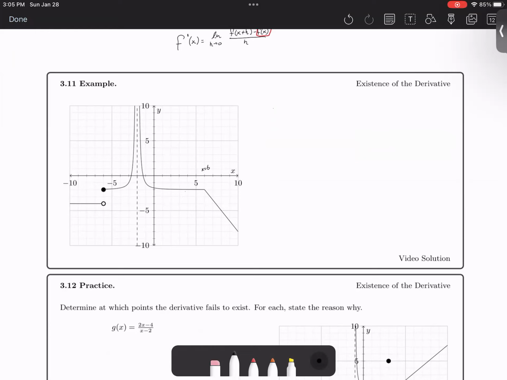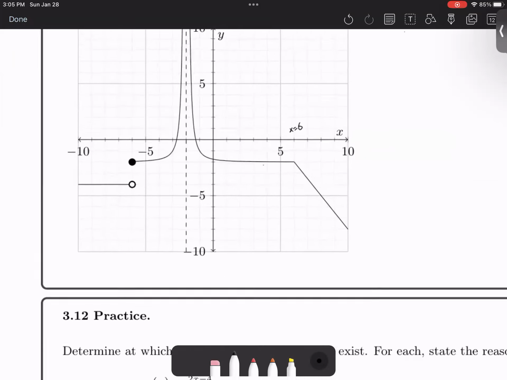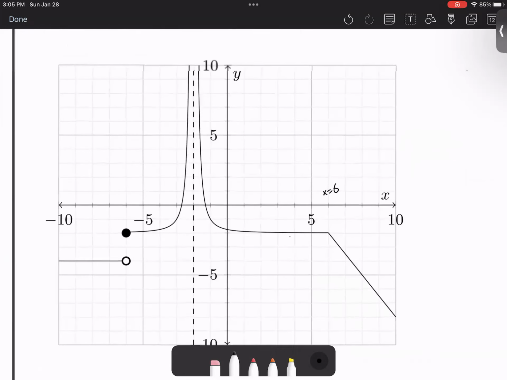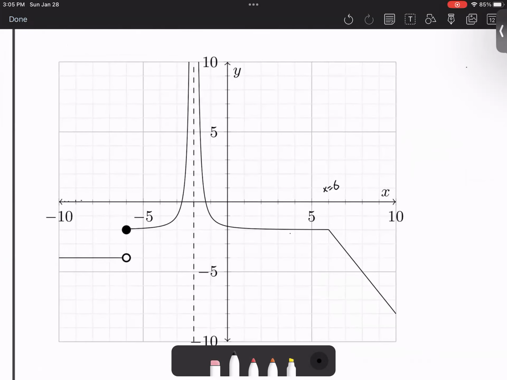Here we have a piecewise defined function. Let's zoom in. Let's read from left to right. So if I think about all of these different x values, then every single one of them on this curve has a nice, smooth tangent line. It's well defined. It's horizontal because the function is horizontal. But if I think about the x value of -6, then there I cannot construct a tangent line.